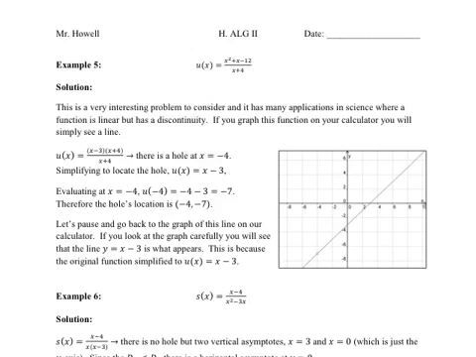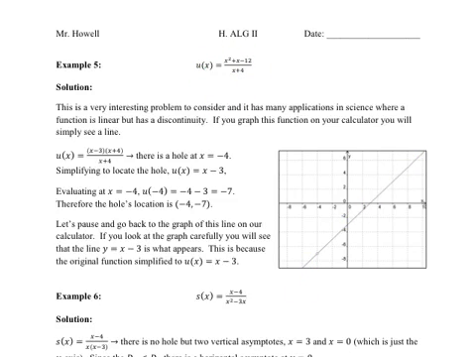Example 5, we're looking at the function u of x equals the quantity x squared plus x minus 12 all over x plus 4. Now this one's really interesting, because there's tons of applications in science where a function is linear, but it has a discontinuity somewhere in it. In this example, you're going to clearly see that actually, and I recommend you look at a graphing calculator. And if you just graph this in your calculator, this is what you're going to see right here, which looks like a line, which doesn't make much sense.